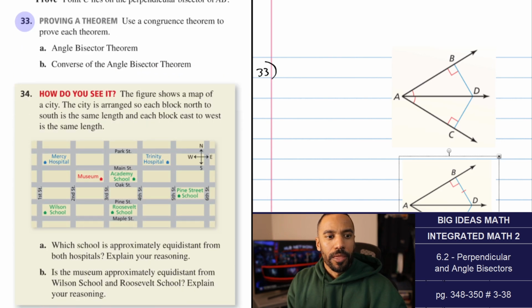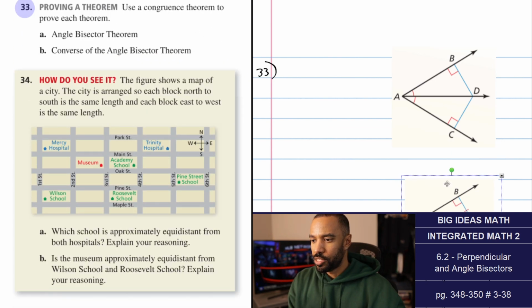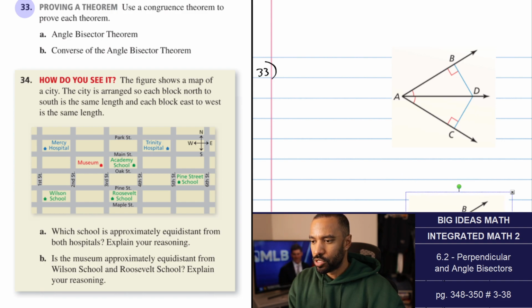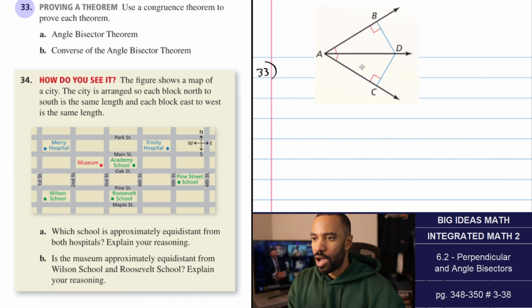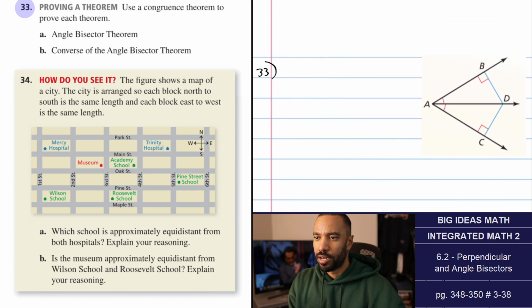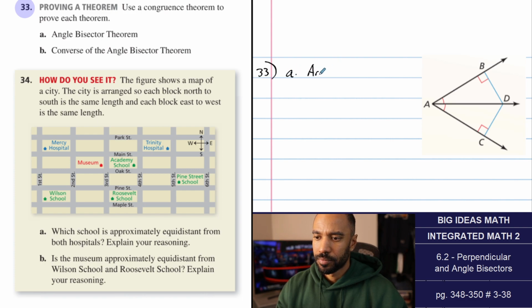All right. Use a congruence theorem to prove each theorem. So I just put these guys in here. So this is for number 33. So we'll do one at a time. So let me get this one out of the way and start with this one. So part A. Angle bisector theorem.